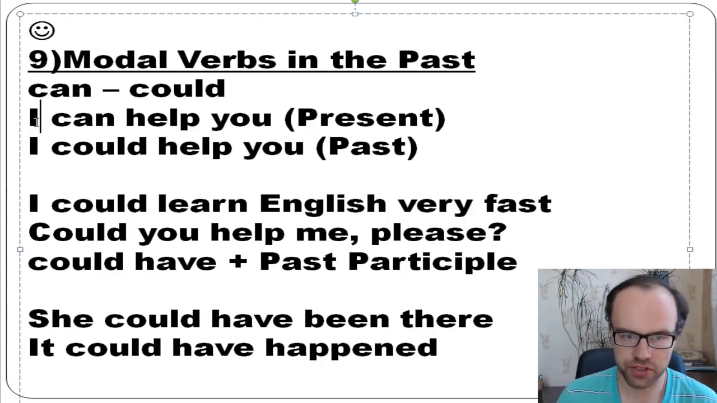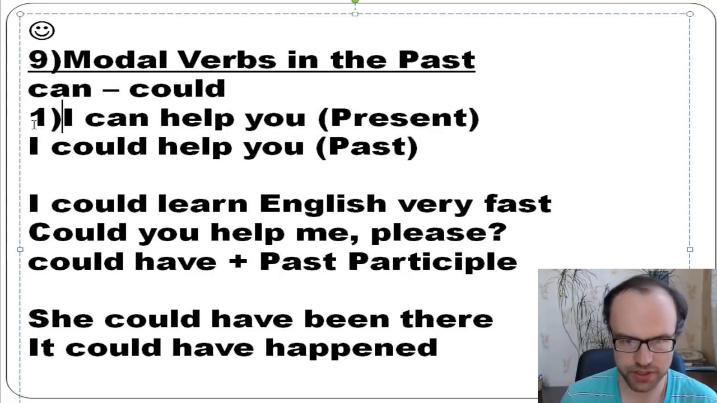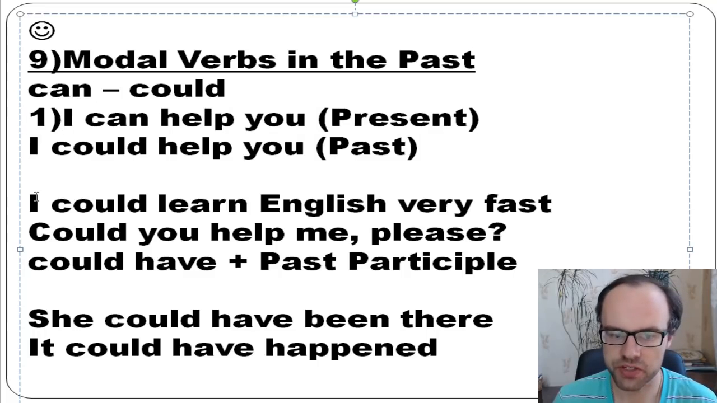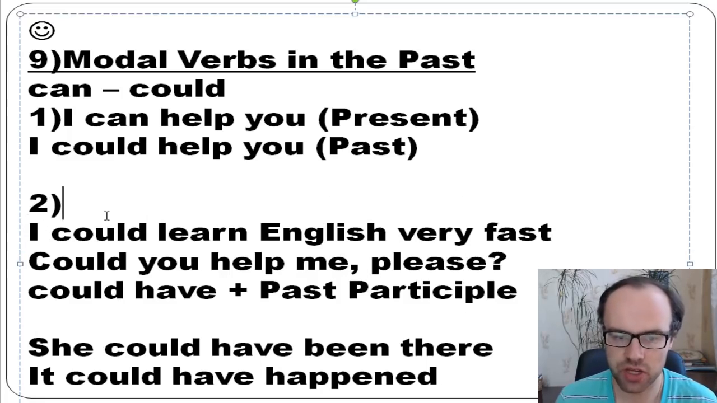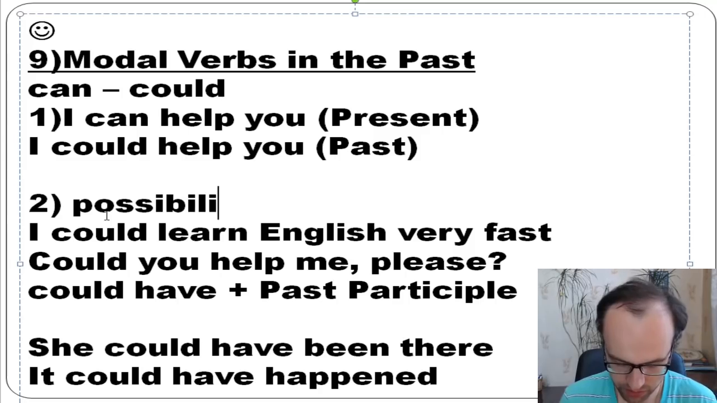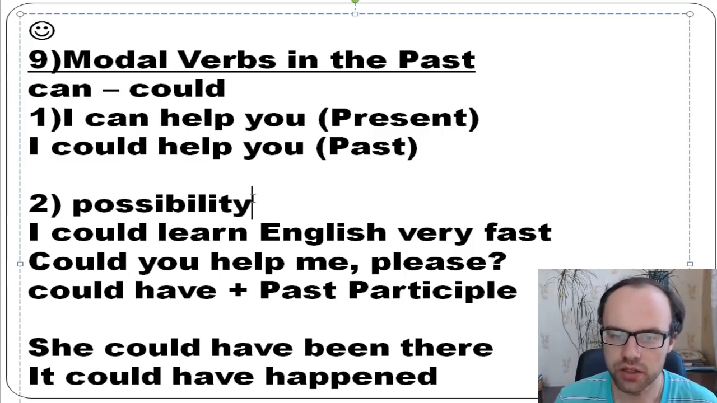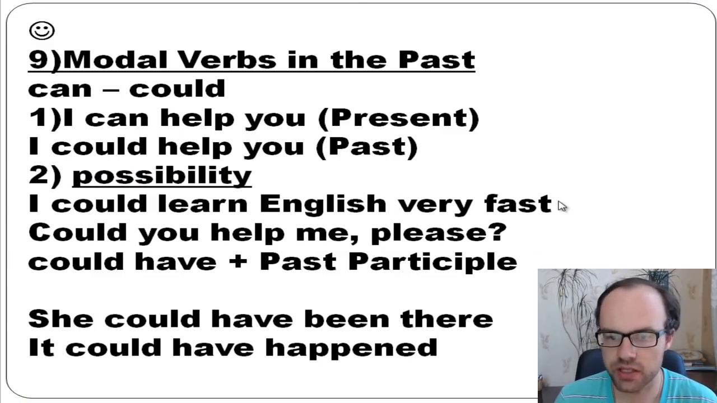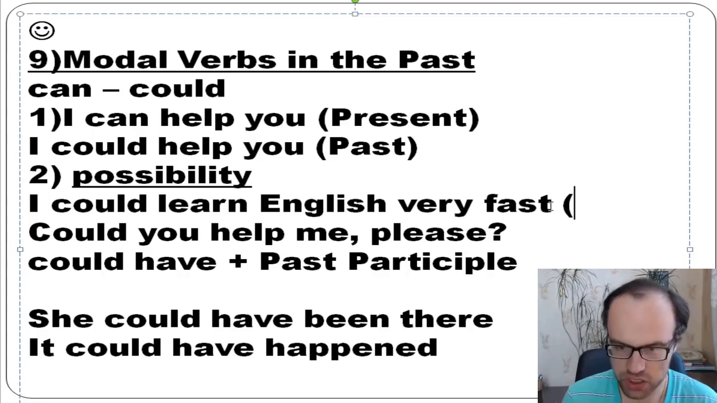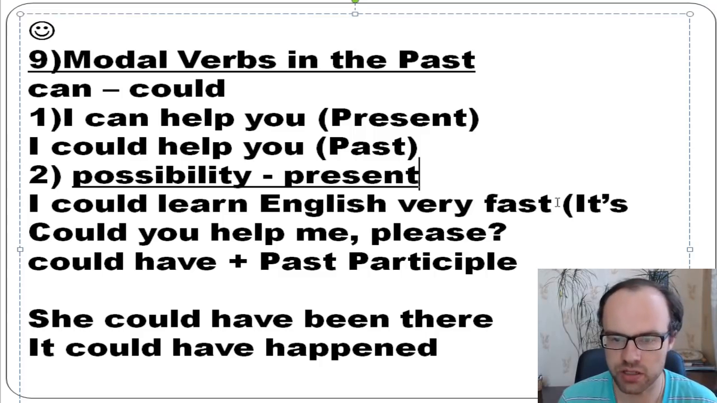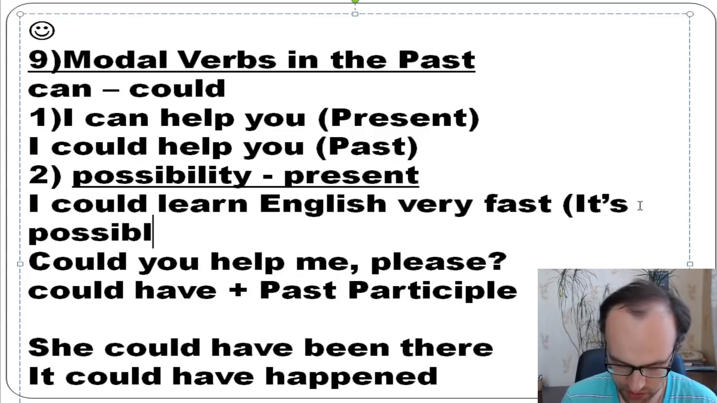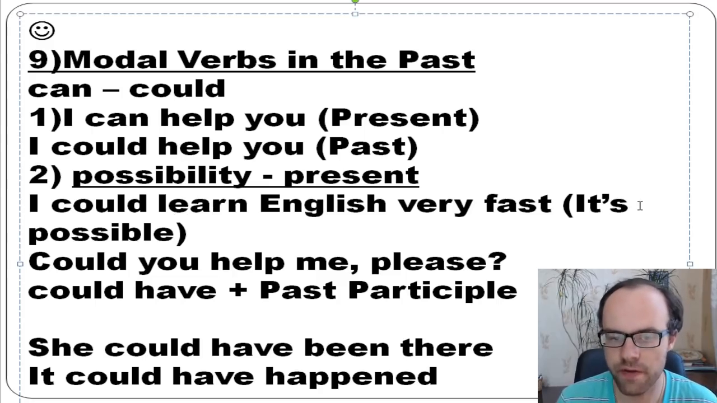Well, it's the first meaning. But you know that this modal verb has a second meaning. It's about possibility. Look, I could learn English very fast. So it means that it's possible for me now. It's about the present, possibility about the present. I could learn English very fast.